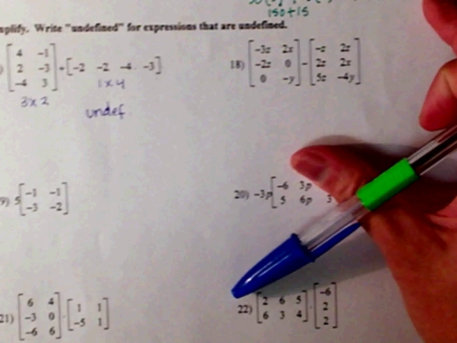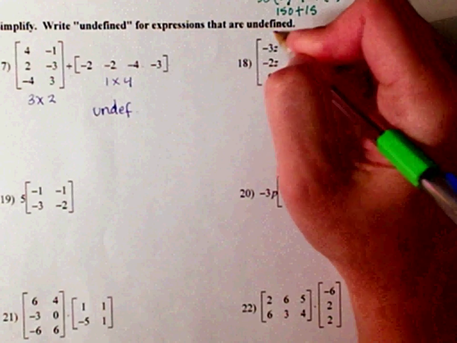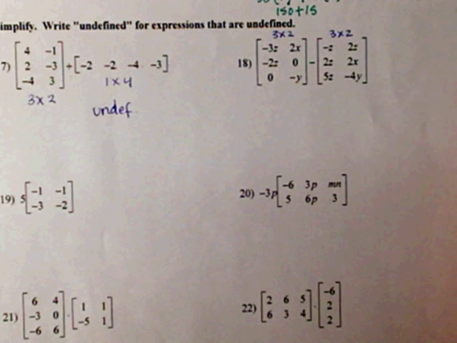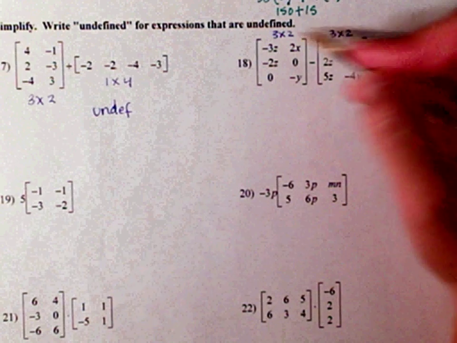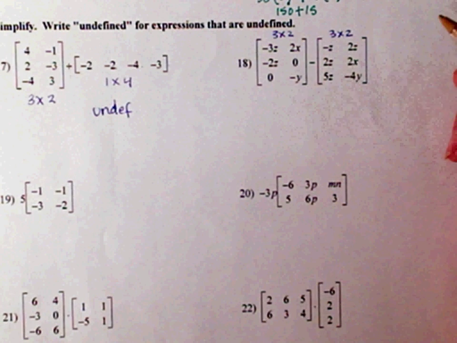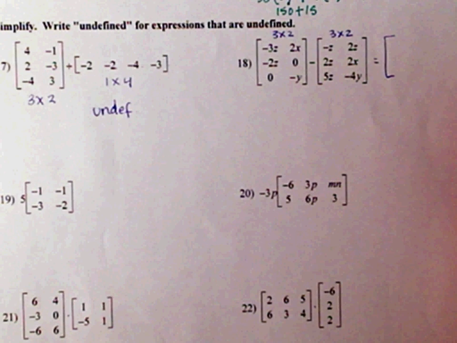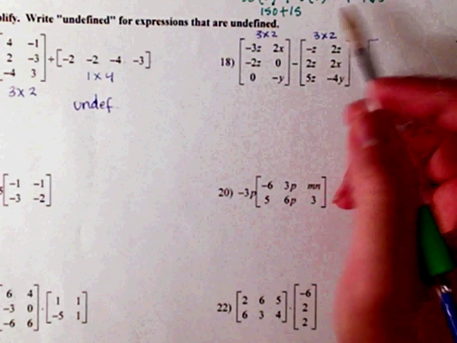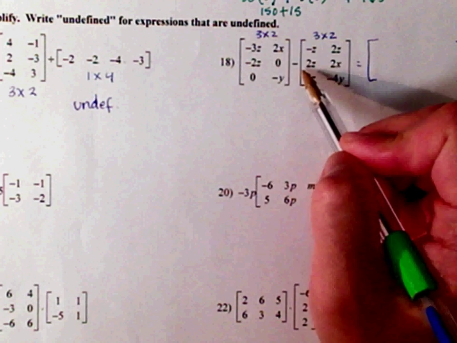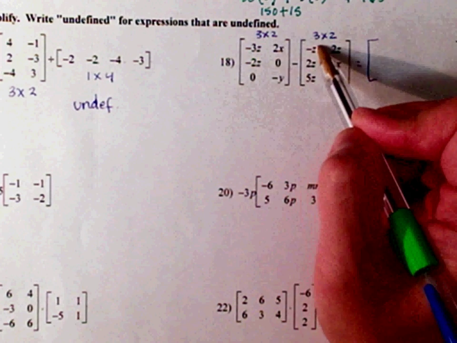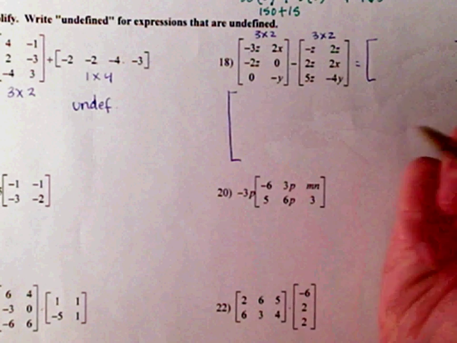Number 18, if you take a look, this is a 3 by 2, and this is also a 3 by 2. Since that is the case, these are the same dimension, your new one will also be the same, okay? It will also be a 3 by 2. All right. First of all you're going to combine the same entry, this one minus this one. So I'm going to show the work right here so you can kind of see what I'm doing.